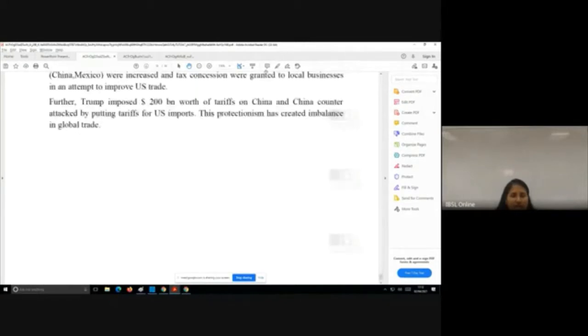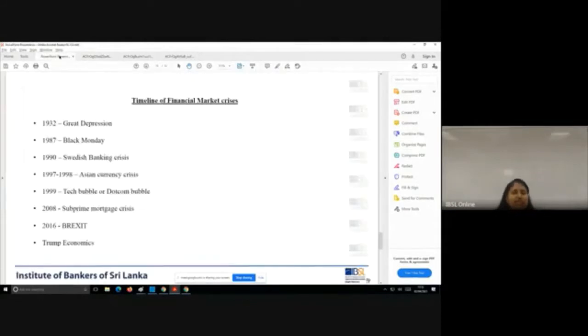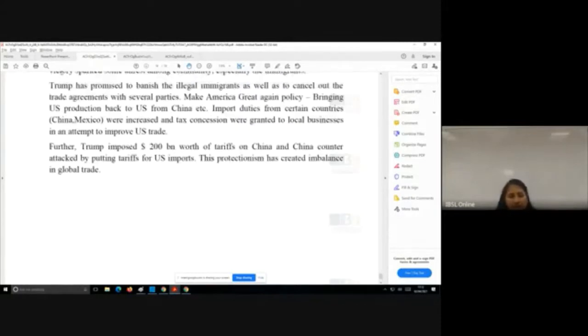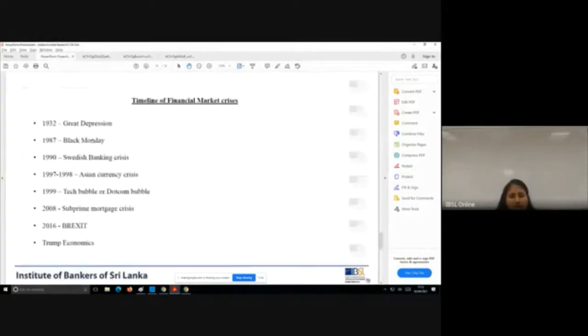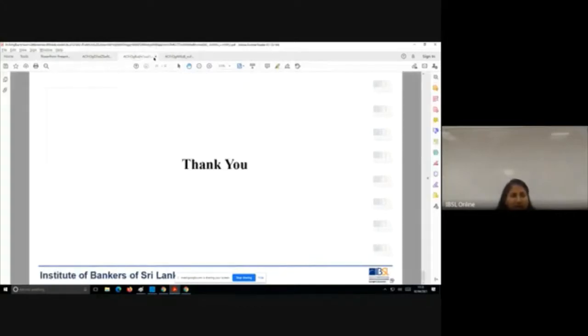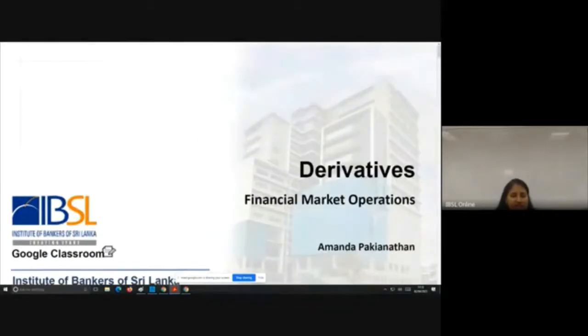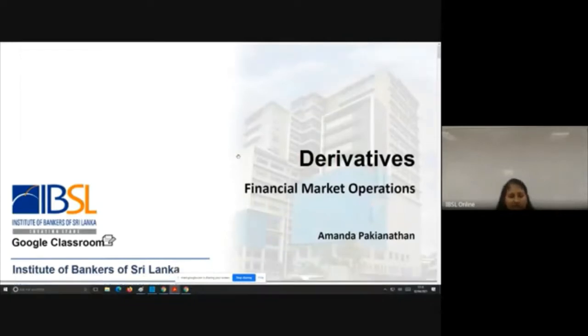So the entire market-related information, the crisis examples and why they occurred, is given to you in the note. Have a good read on that. With that, we are done with financial market crisis, and now we are able to move to derivatives. Derivatives is something that we are going to look at tomorrow, Saturday, our usual lesson.